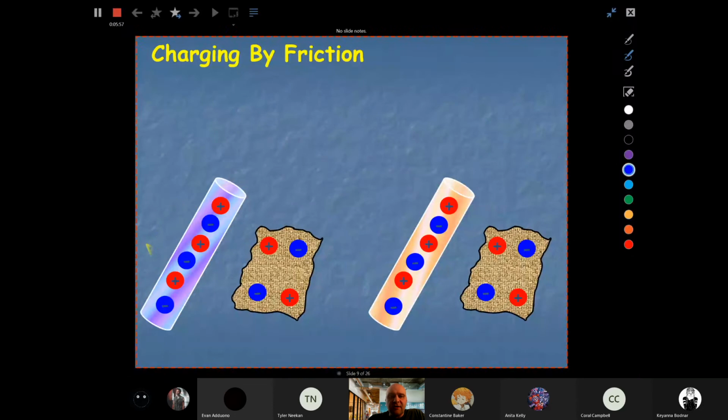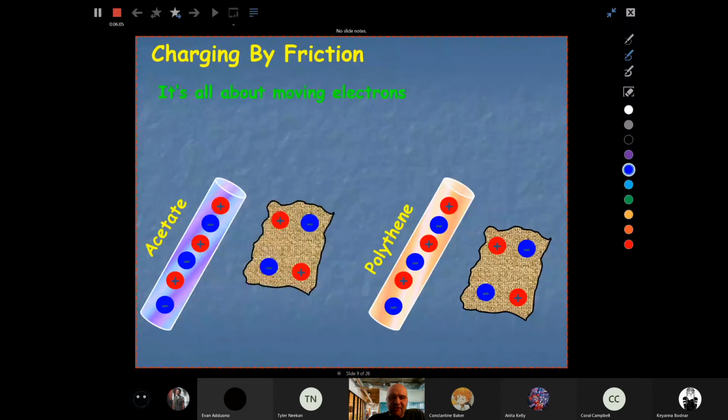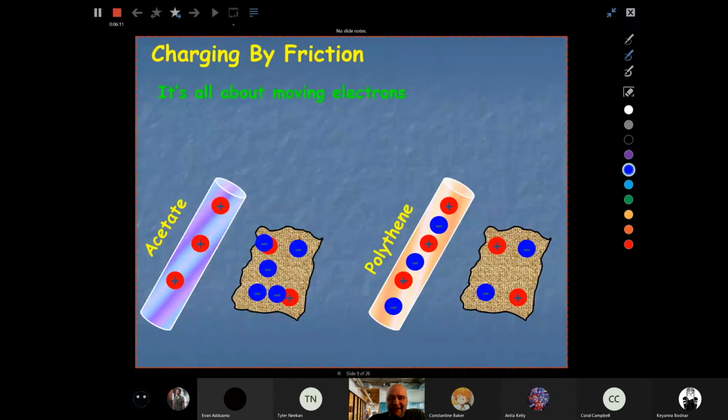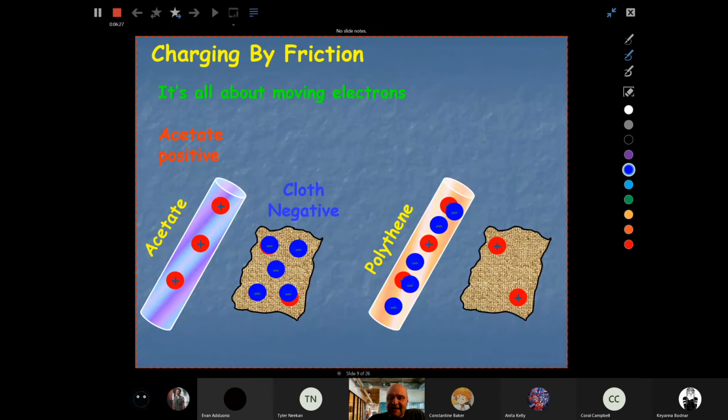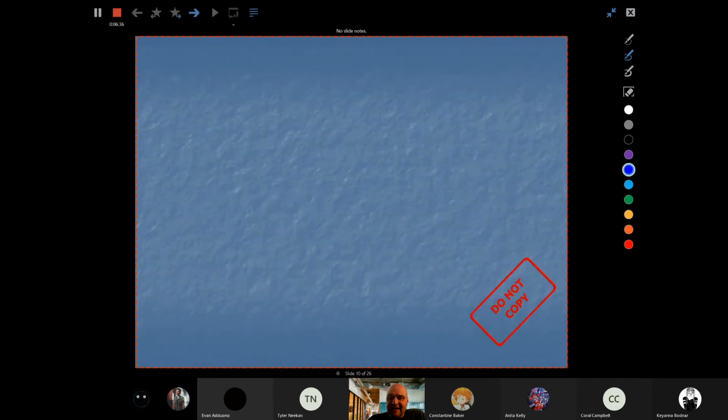Just watch this one here. We've got an acetate rod and a polyethylene rod. It's all about moving electrons. Look at that: a piece of cloth has moved, and it has caused the electrons to transfer. It's an unidentified piece of cloth. So the acetate becomes positive, hopefully you can see that, and the cloth becomes negative. When you rub a different rod, you can actually have the electrons transfer to the polyethylene rod. So it all depends on the two surfaces, the two things, that you've got.